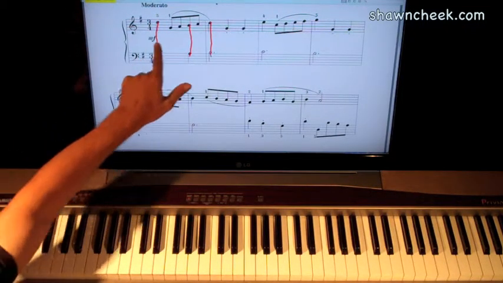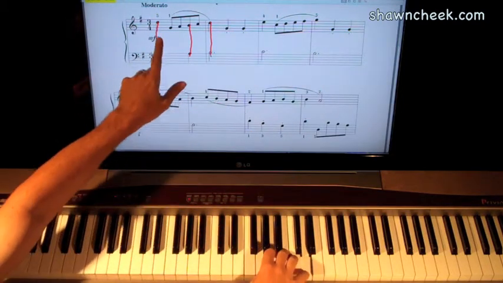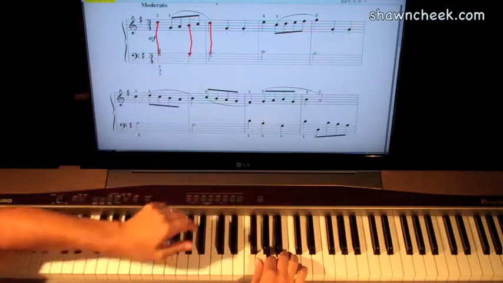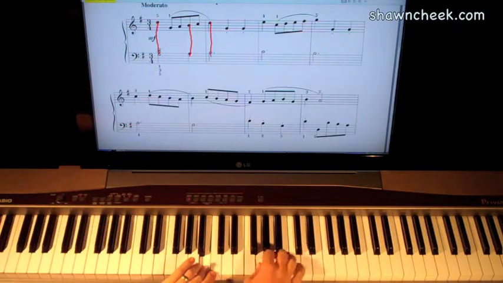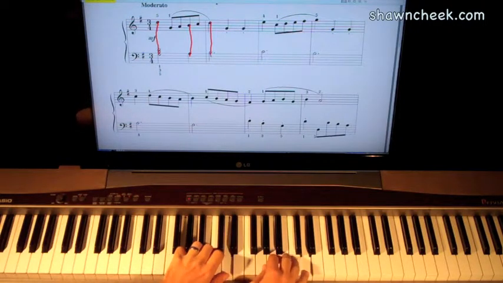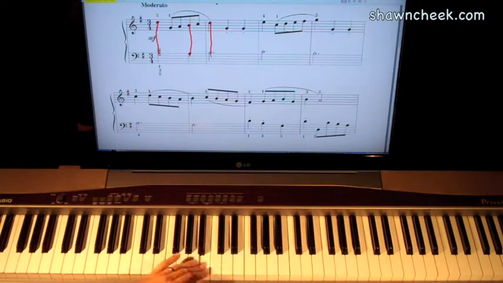Okay, so let's try these first 2 measures, both hands. So we play hands together there, and then right, right, and then together, and then right, and then together, right, right. So we have 1, 2, and 3, and 1, 2, 3. All right, let's move on to the next 2 measures.